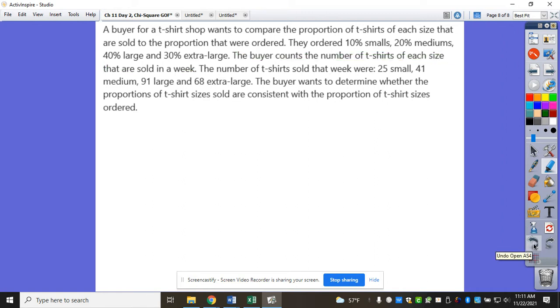The number of t-shirts sold that week were 25 small, 41 medium, 91 large, 68 extra large. The buyer wants to determine whether the proportion of t-shirt sizes are consistent with the proportion of t-shirt sizes ordered. So I'm going to write the pieces I want you to write. Let's start writing state.